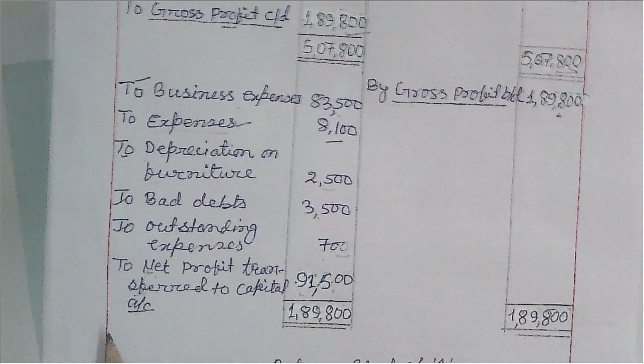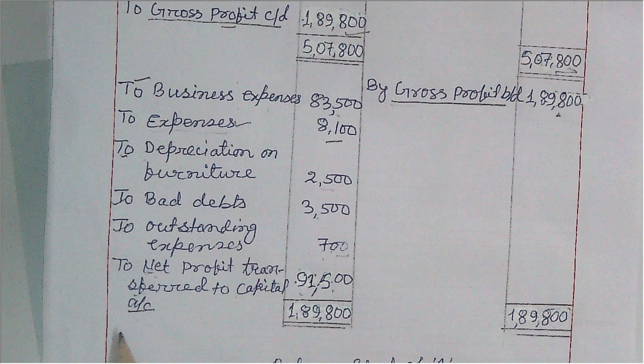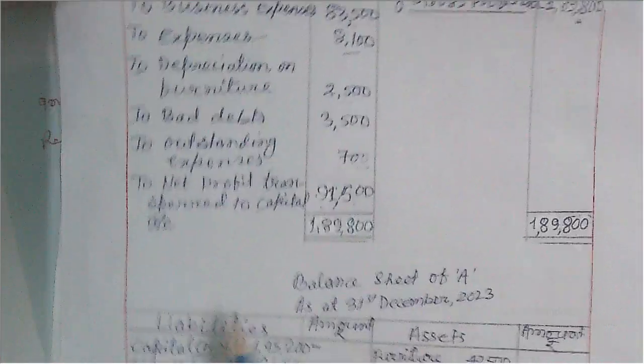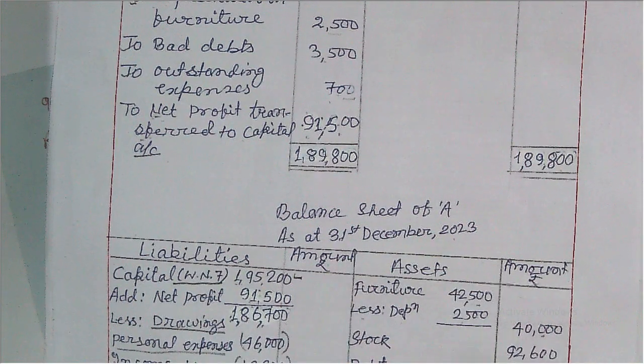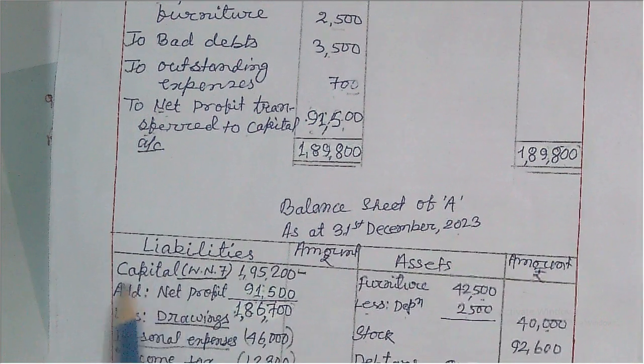Okay, and thereafter the next step is our balance sheet. Next step is our balance sheet. Balance sheet is here, balance sheet liabilities amount, assets amount. Okay, now you see capital.